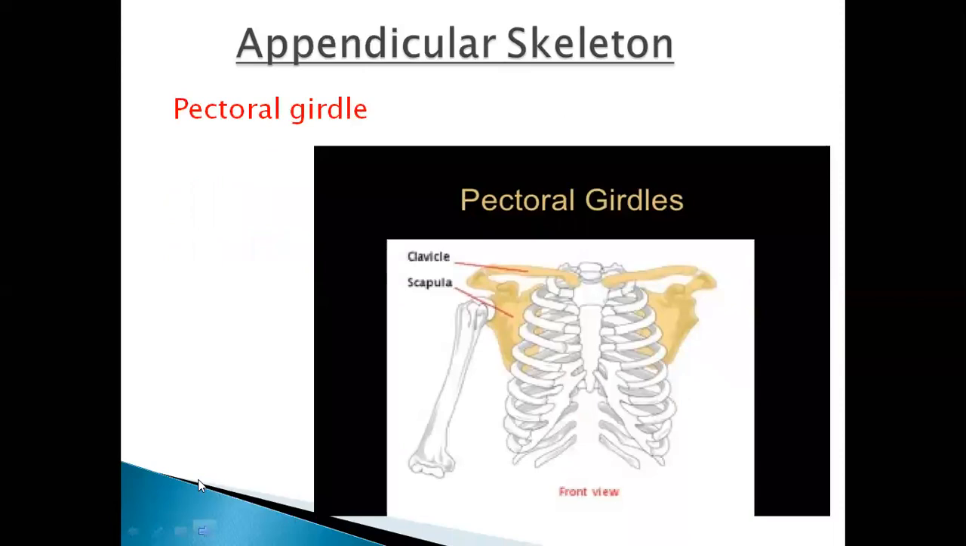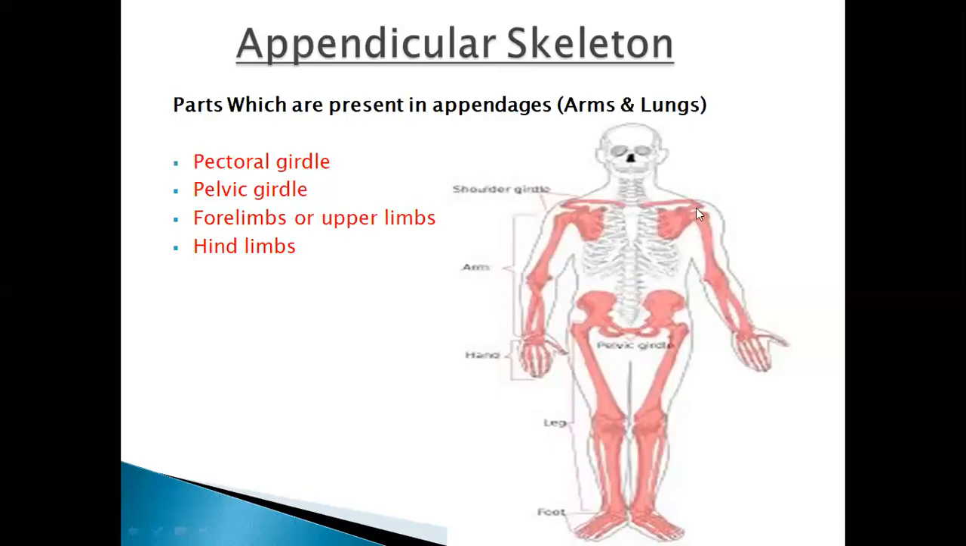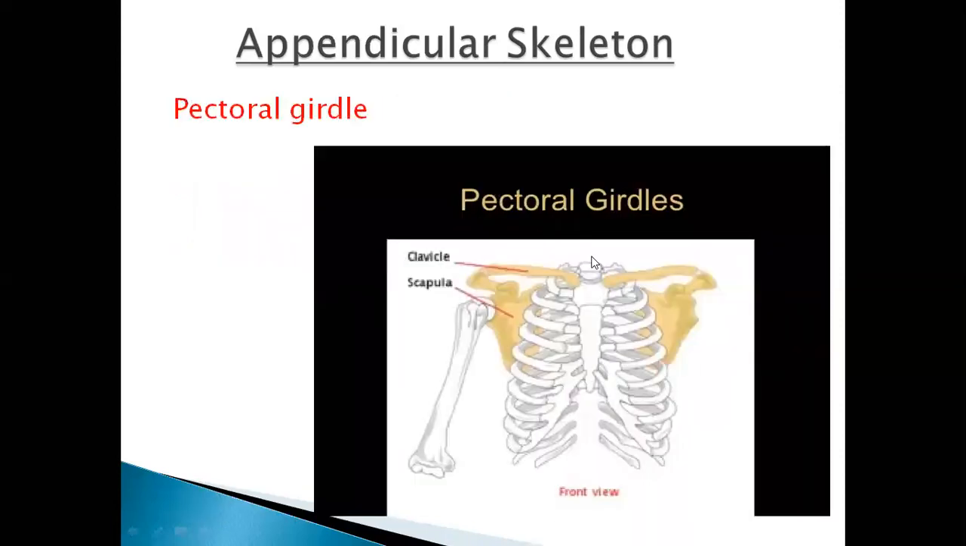Okay, let's start with the pectoral girdle, the first one. This region, the shoulder girdle, is also known as the pectoral girdle. Now we are going to see them one by one. The first one is the pectoral girdle. It comprises a pair of scapulae, the shoulder blade bones. Here you can see this. This is your shoulder bone. It is also known as the scapula, right? It's a pair.